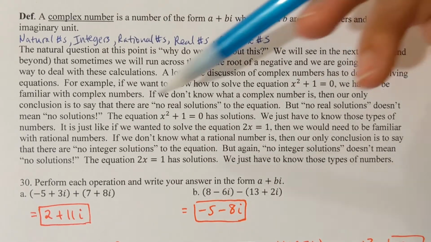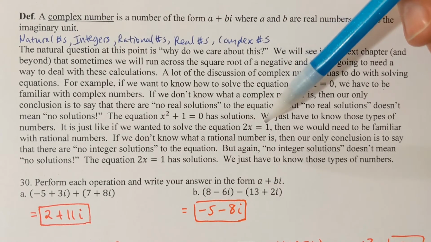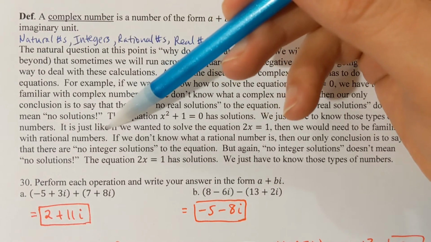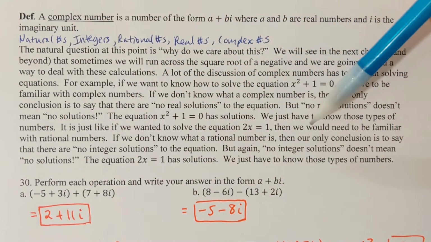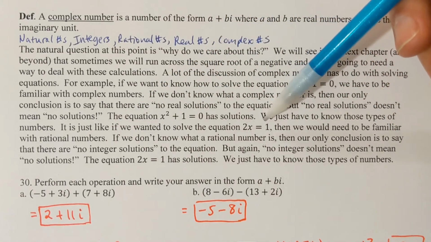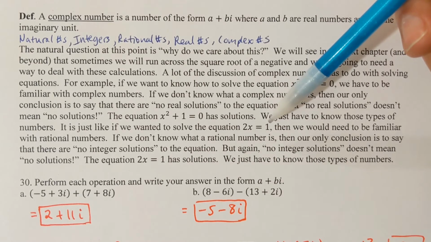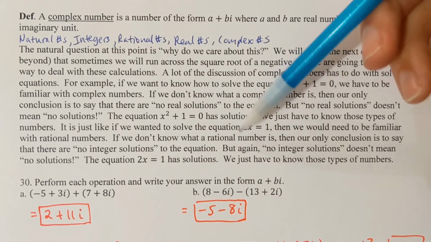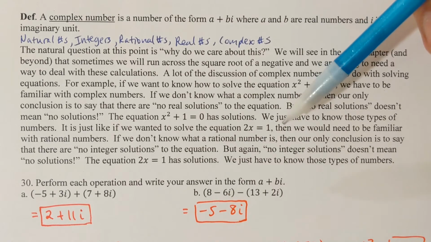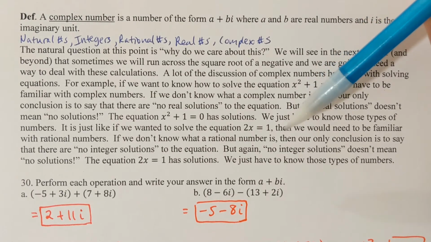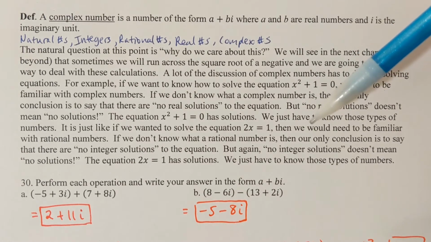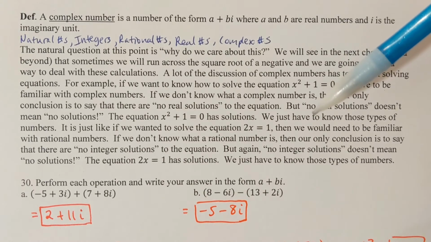It's just like if we wanted to solve the equation 2x equals 1. We would have to know what a fraction is, right? What a rational number is. If we don't know what a rational number is, then we would have to say that there's no integer solutions to this equation. Well, no integer solutions doesn't mean no solutions, right? This equation has a solution. It's just you have to know what a fraction is, okay? So that's why we are doing this: it all revolves around solving equations. If I solve an equation, I have to be familiar with the kind of numbers that would come up in the process of solving, okay?